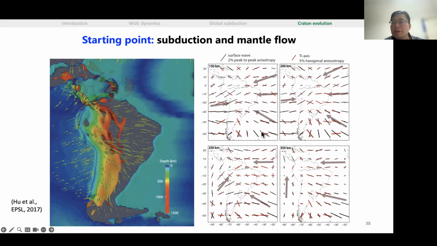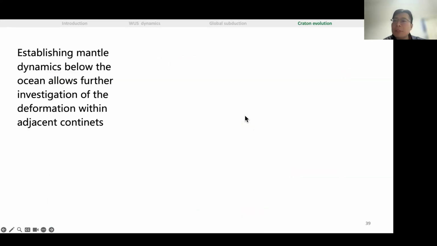So this gives us confidence that we probably get the mantle flow right. But what is not matching very well is the continental region. You can see that there are large errors. And usually people would just give up, saying, well, the continent is too complicated, right? That's how people usually think about it. But the fact that we can model the ocean fairly well gives us a chance to further look into the continent. That's an opportunity, right?